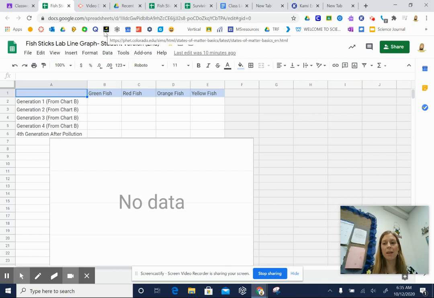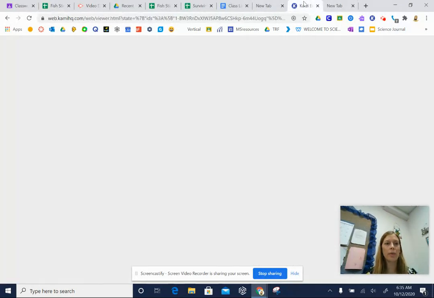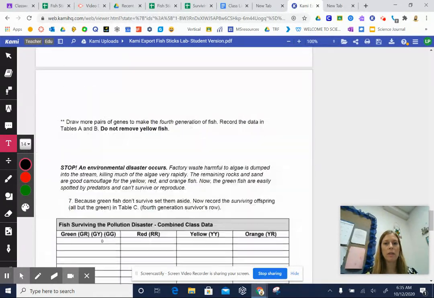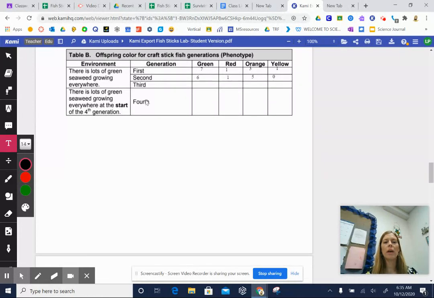Okay, for this assignment, our final view of the fish stick lab will be organizing our data so that we are able to see our data represented visually in a line graph. So right here, you're recording all of your generation information. So this is all going to be from this table, table B, okay? So it says first generation.